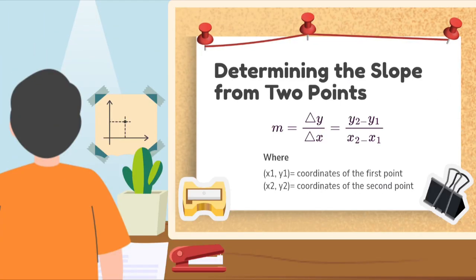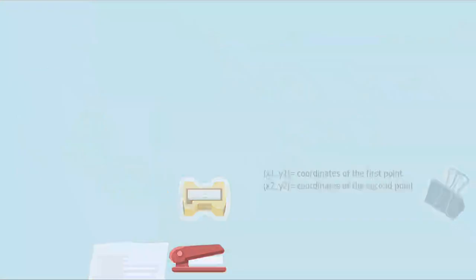So, to determine the slope of a line passing through 2 points, we use the formula m equals delta y divided by delta x, which is equal to y2 minus y1 divided by x2 minus x1, where x1 and y1 are the coordinates of the first point, and x2 and y2 are the coordinates of the second point.